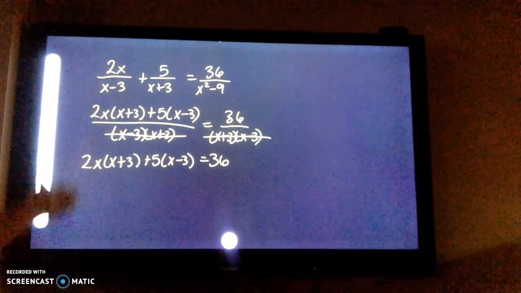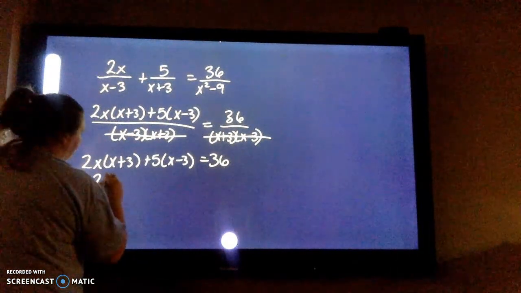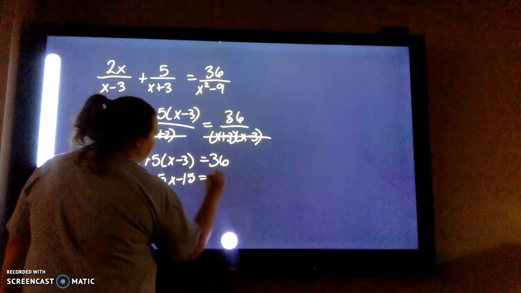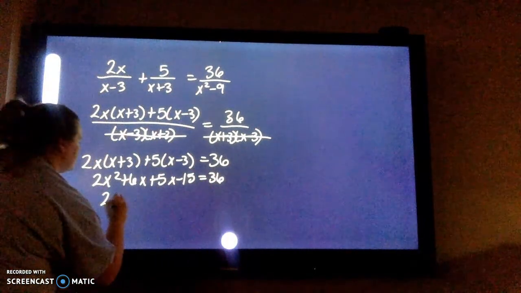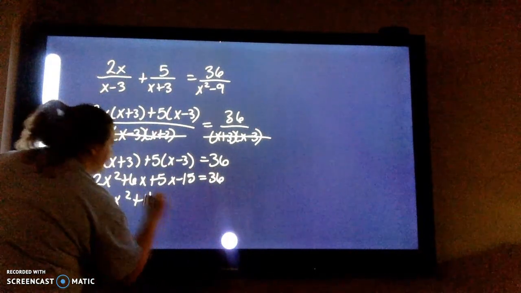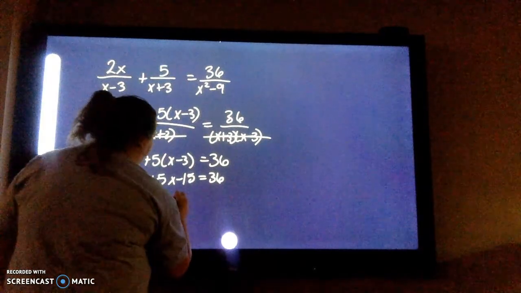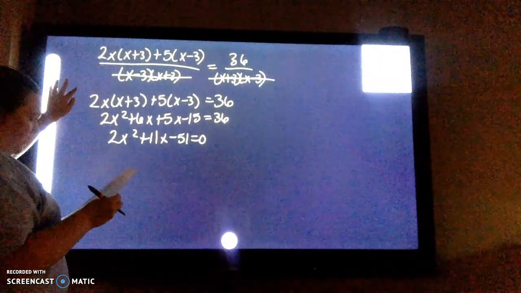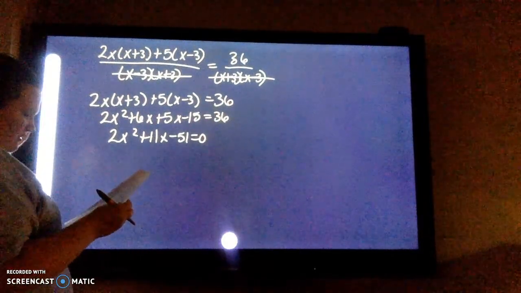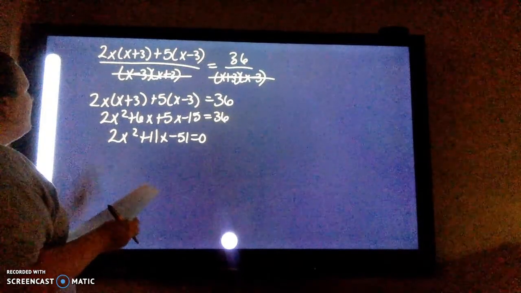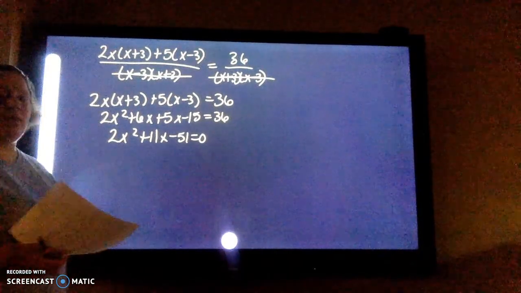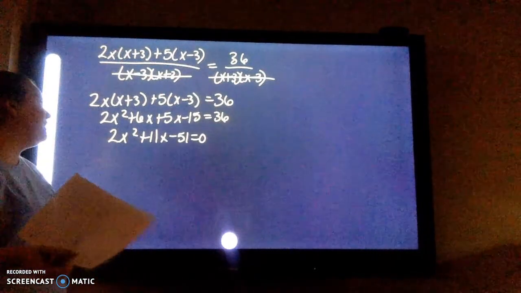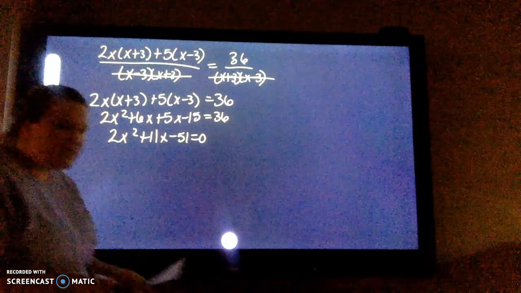Go ahead and combine, simplify, and put together. So I get 2x squared plus 6x plus 5x minus 15 equals 36. 2x squared plus 11x, subtract the 36 over, minus 51 equals 0. Then I can go ahead and do my quadratic formula, or we can go ahead and rainbow and factor this. I'm going to rainbow just because I think that that needs a little more practice than just the quadratic formula does.